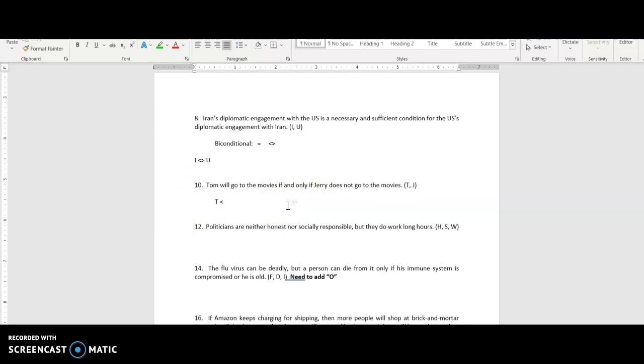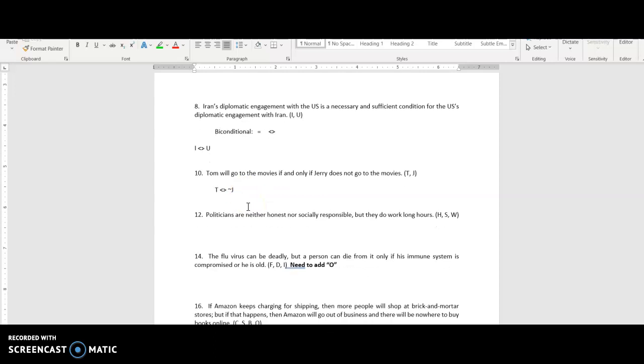Tom will go if and only if Jerry does not go. So remember, the not has to be symbolized by the negation. It can't be part of the symbolization key of the sentence. So T, biconditional, not J.